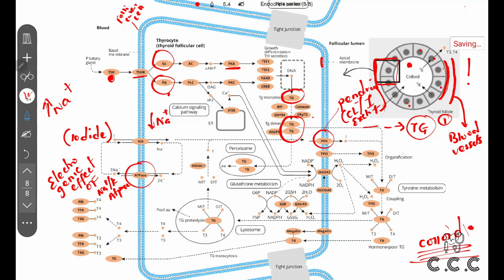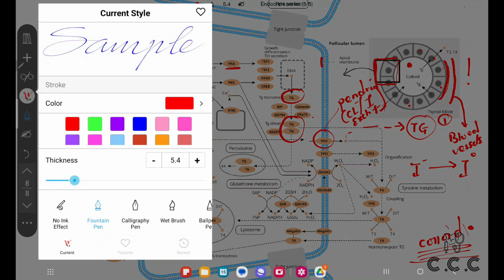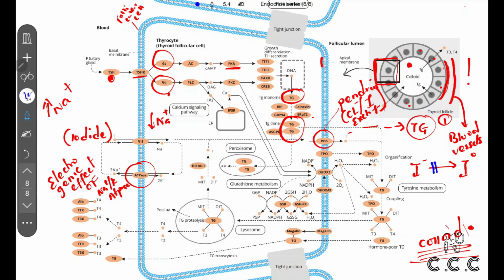So when iodide is brought into the colloid, we have a strategic conversion of iodide into iodine because we want to iodinate these tyrosine residues found on thyroglobulin. So iodide with the negative charge, we want to convert it to iodine. And this process of conversion from iodide to iodine requires a peroxide, so to speak. And so for the process of conversion, we need our dual oxidase 2.